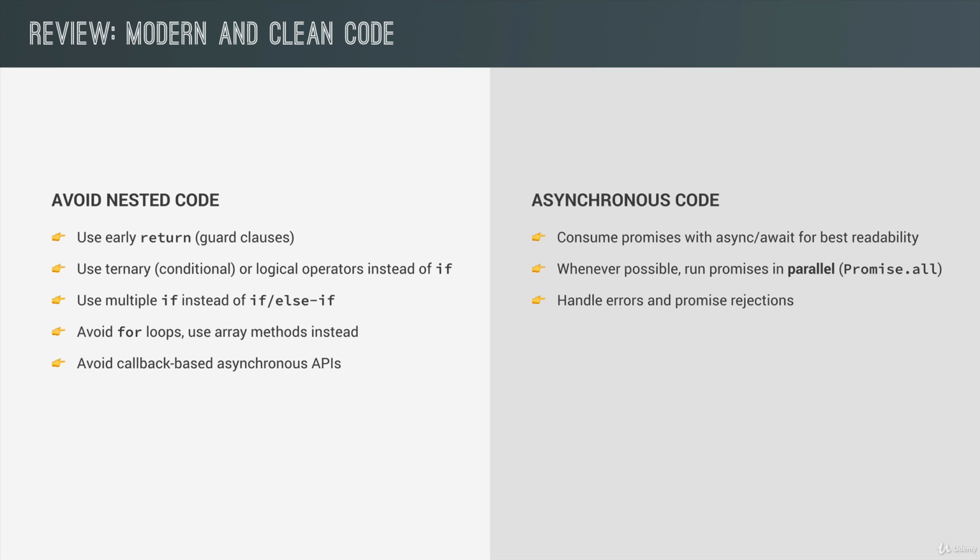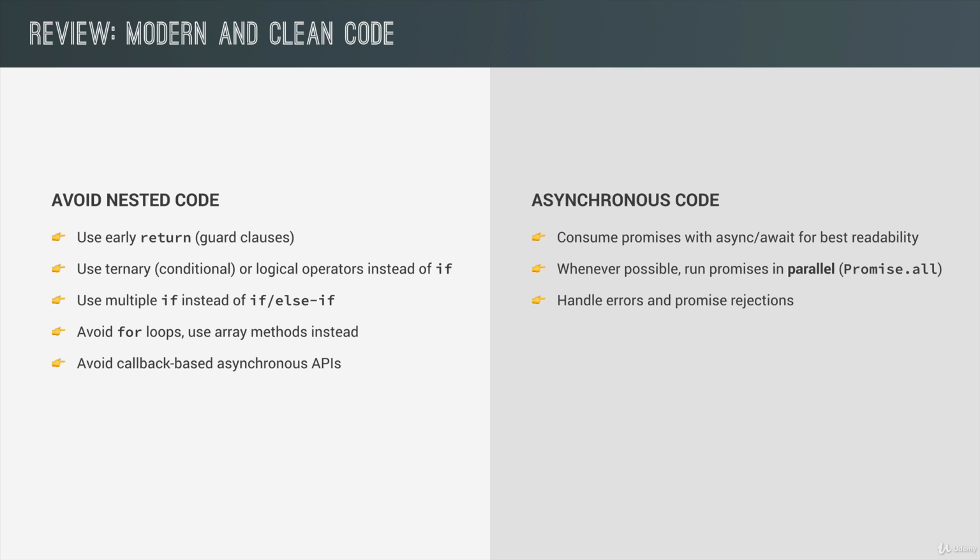So for best readability, always consume promises using async await and not using the then and the catch methods, because these methods actually require callback functions, which will then introduce even more nested code. And so that's, again, something that we really want to avoid. All right? So these two go kind of together. So avoiding callback-based asynchronous APIs and instead opting for using promises and then consume these promises with async await.